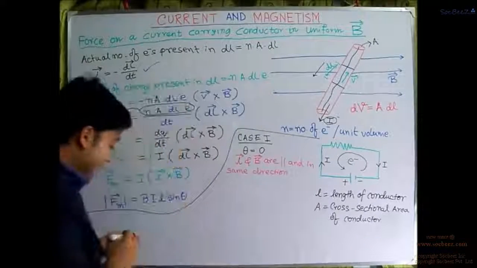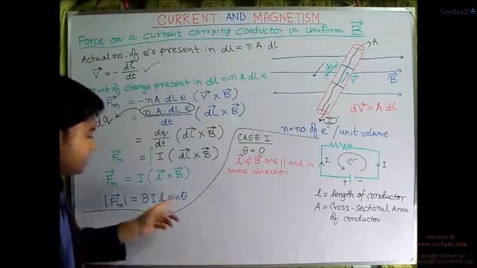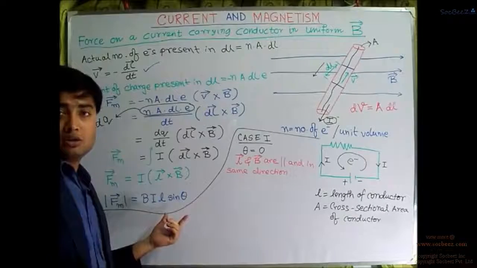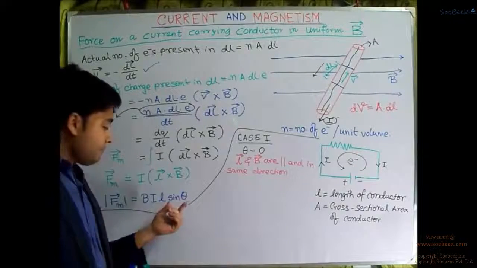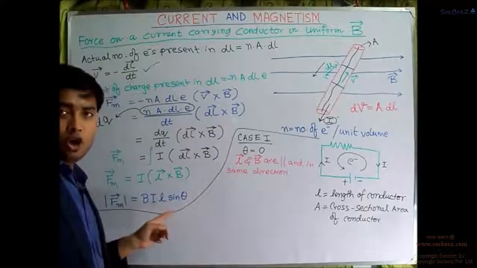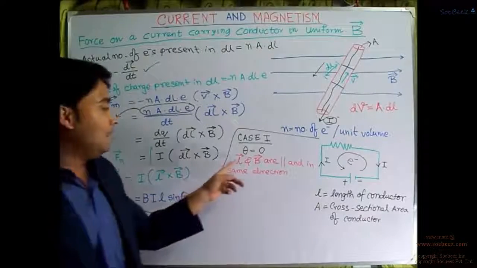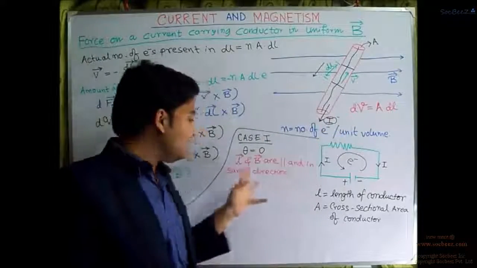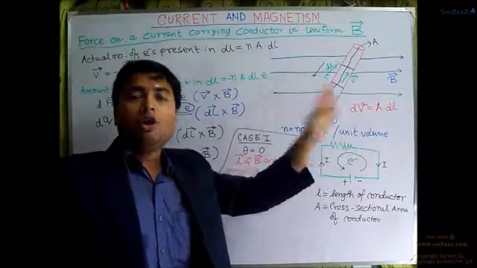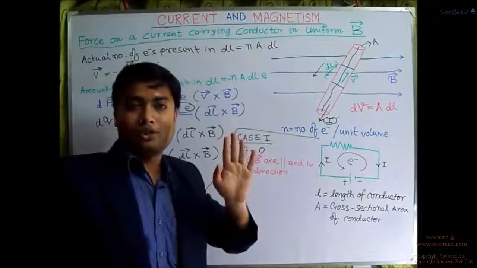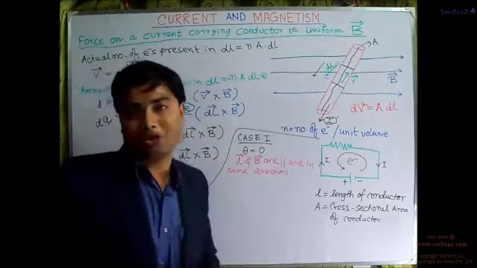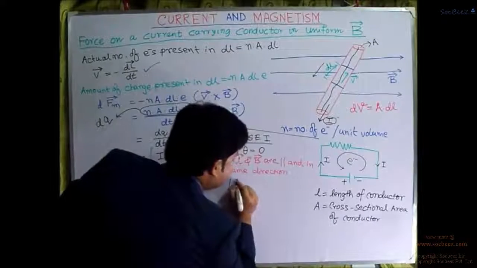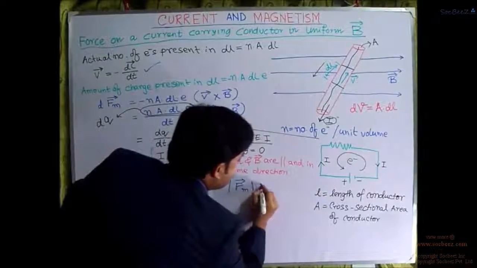At that point of time, this sine theta will be sine 0. That means it will be simply equal to 0. Sine of 0 is equal to 0. So the entire term will become 0, which means that if L and B are parallel and in the same direction, no Lorentz magnetic force shall be exerted on this conductor. So we can write this F_M is equal to 0.